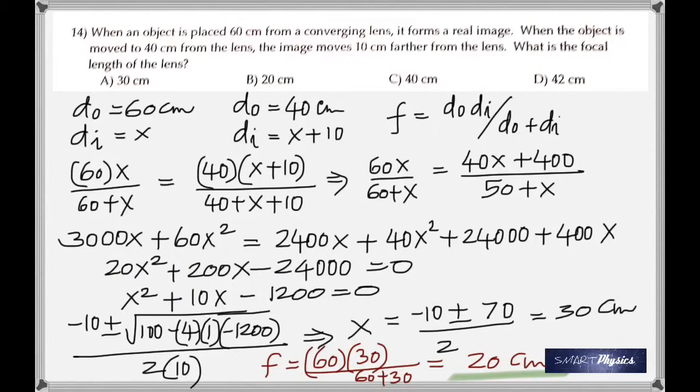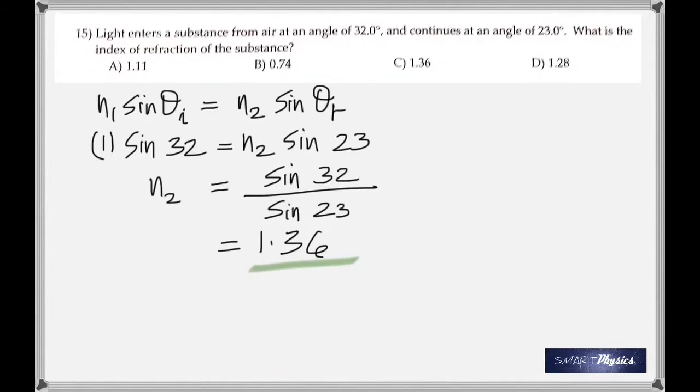20 centimeters. Here it's a simple case of applying Snell's law. N1 sine theta I is equal to N2 sine theta R. Substitute the values and calculate. You get N2 as 1.36.